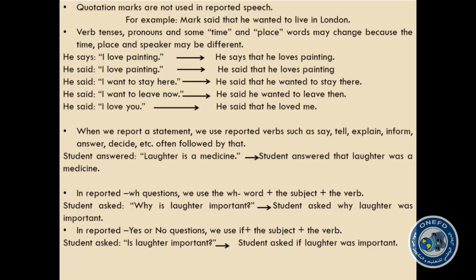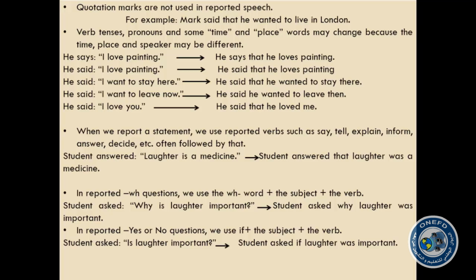So in reported speech, we have two types of questions. We have WH questions and we have yes or no questions. When we report yes or no questions, we use this form: if plus the subject plus the verb. For example, student asked, is laughter important? How do we report it? We say, student asked if laughter was important.